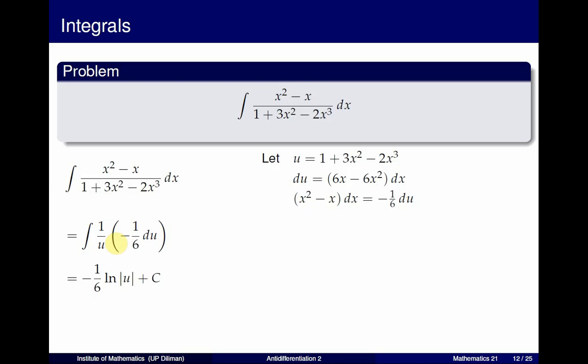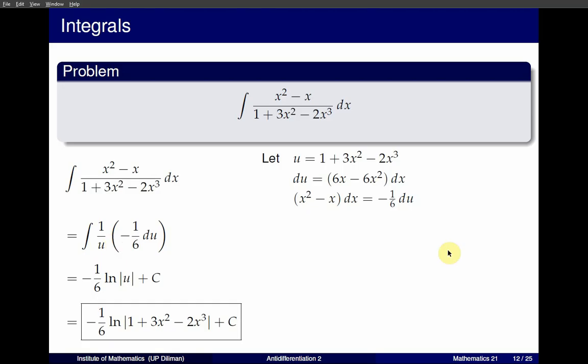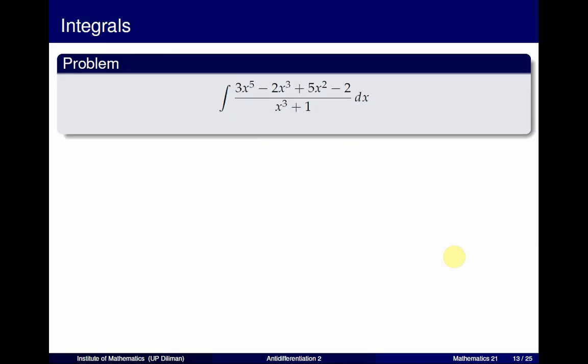But we're not done here because we have to substitute back into x. That's because our original integral is in terms of the variable x, not the variable u. So, we will just use our substitution rule. So, negative 1/6 ln of absolute value of u plus c is equal to negative 1/6 ln of absolute value of 1 plus 3x squared minus 2x cubed plus c. And that is our final answer. So let's take a moment, take it all in before we move on to the next problem. Ready? Let's go to the next one.